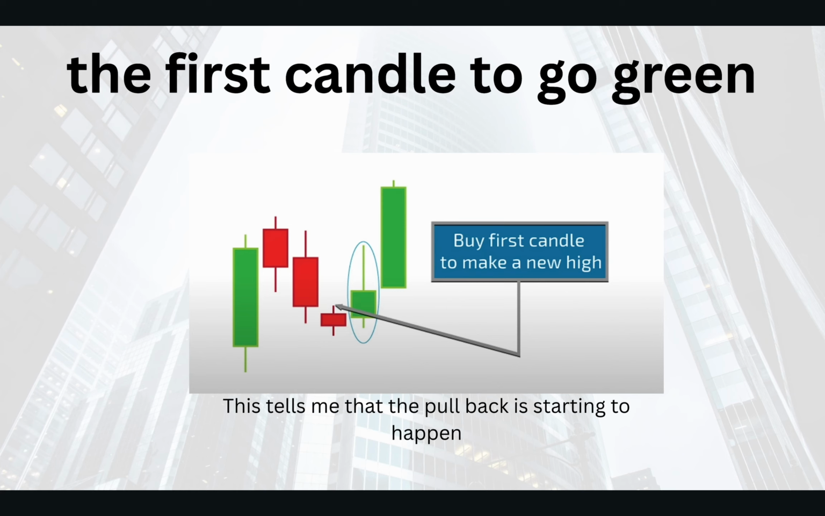Now, the first candle to go green tells me that the pullback is starting to happen. When I see a red candle, or however many candles are formed, I wait until the first green candle is formed. This tells me that the pullback is starting to happen. So you don't buy when a candle is forming. You buy when a candle is formed. When you first see that green candle, you've got to wait until the first candle goes green.